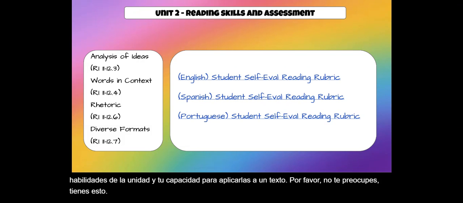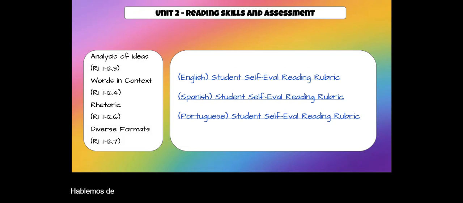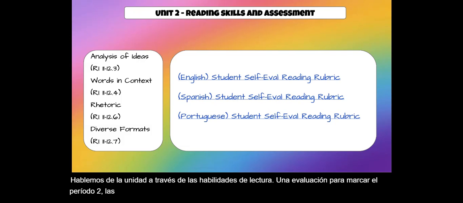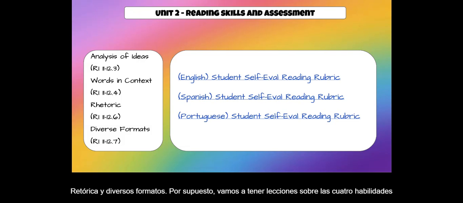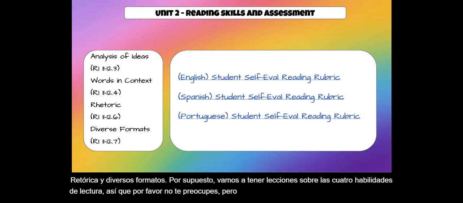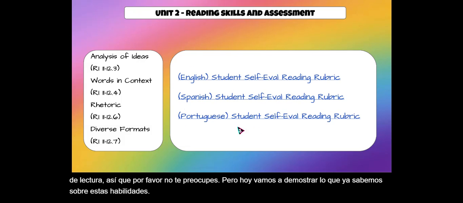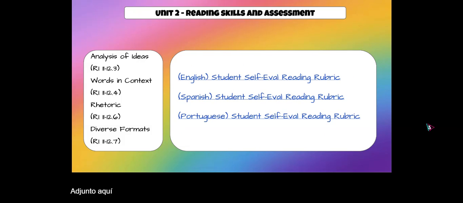Let's talk about the Unit 2 reading skills and assessment for marking period 2. The 4 skills that we're going to be focusing on for reading skills this marking period are analysis of ideas, words and context, rhetoric, and diverse formats. Of course, we're going to have lessons on all 4 of these reading skills, so please don't worry. But today, we're going to just demonstrate what we already know about these skills. Attached right here on the PowerPoint, you will find the rubric in 3 different languages.